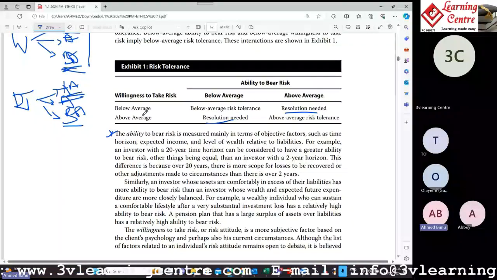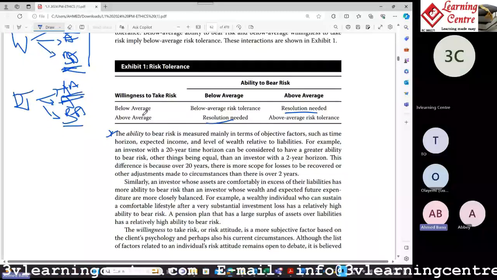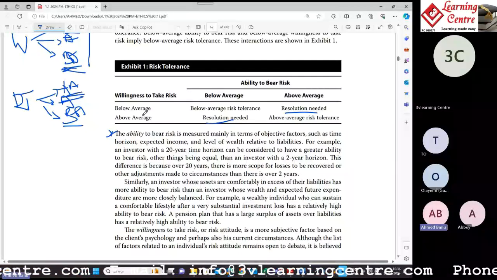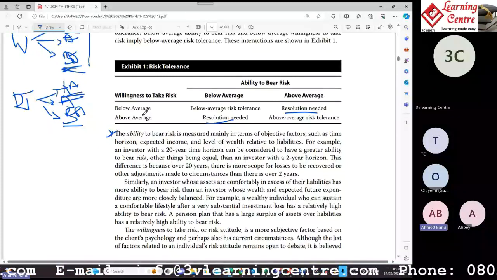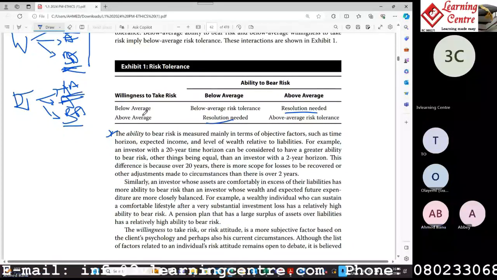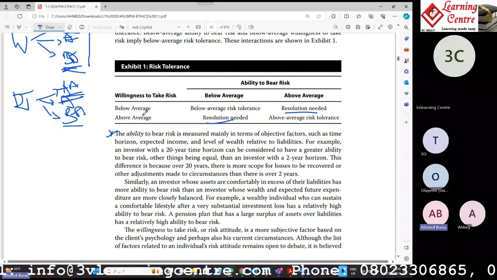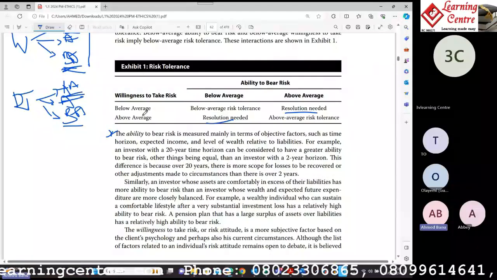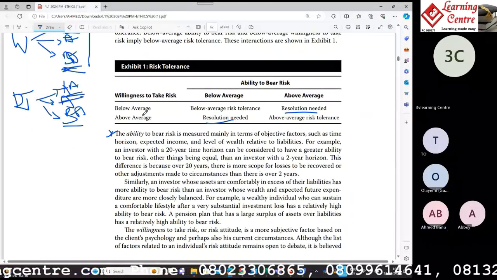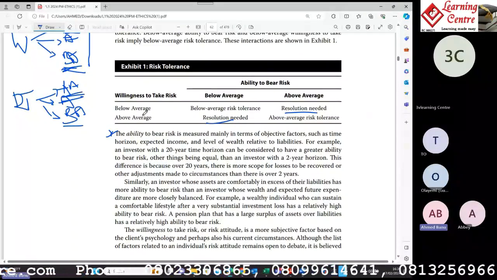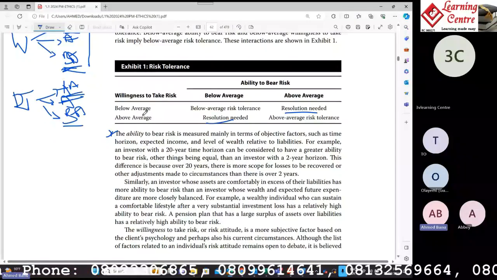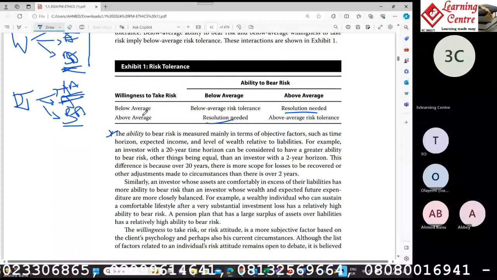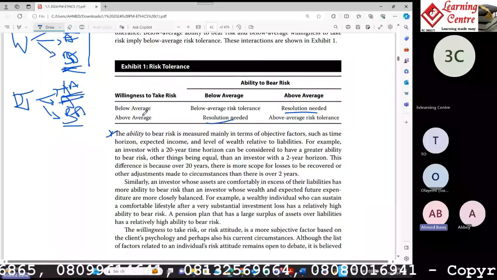Your level of wealth relative to liabilities. I have 10 billion naira sitting in an account and I have no liabilities tied to it. Why can't I take 100 million naira to take risk? So those are the factors that boost it. Age is another thing that boosts your ability to take risk. Somebody that is 60 years old or 55 years old cannot take risk like someone that is 25 years old. So age also boosts your risk.